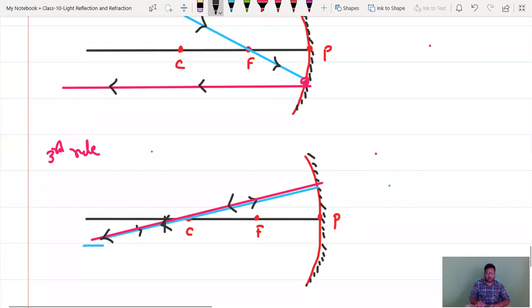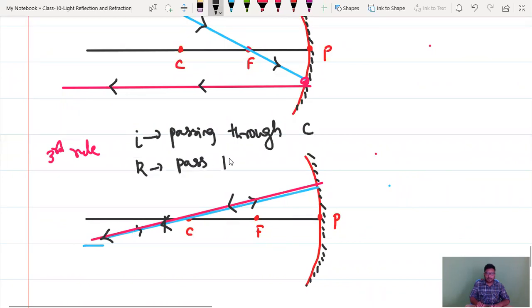That is the thing. So third rule, if an incident ray is passing through the center of curvature, the reflected ray will pass through the center of curvature only.